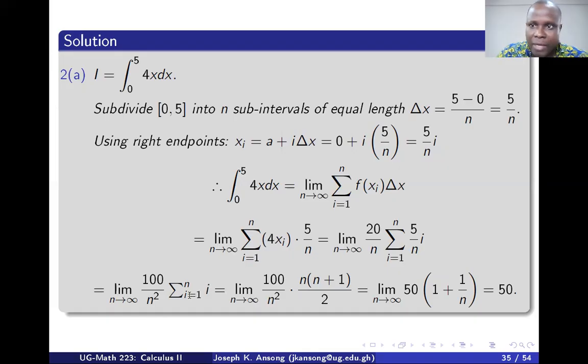And then you have to go back and use the formulas for the summation. The sum of i from 1 to n is n times n plus 1 over 2. Here you can pull out your n, the n squares cancel out, and the 2 cancels this, so you have 50 times 1 plus 1 over n. Take the limit as n goes to infinity, this goes to 0, and you end up with 50.